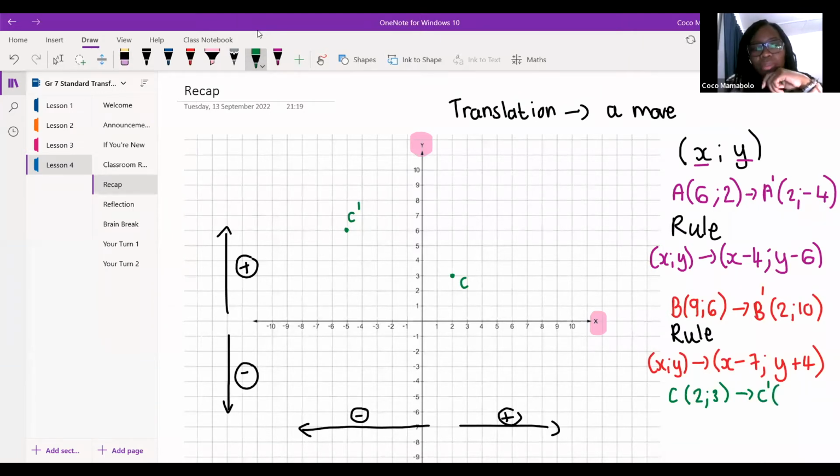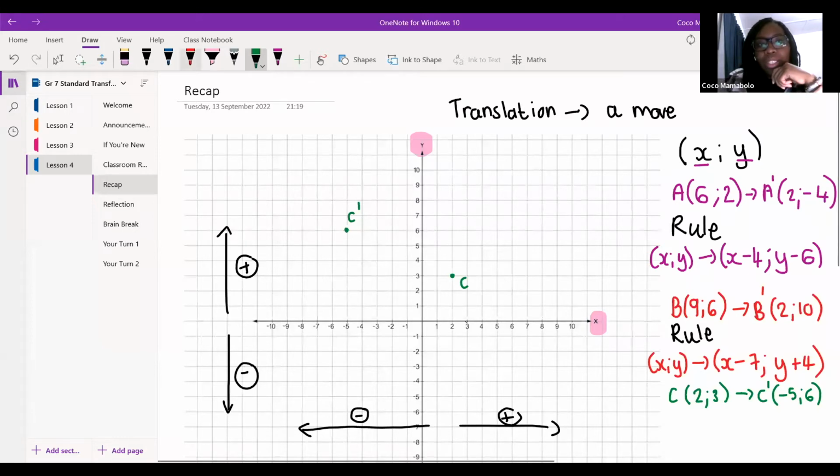C prime is going to be, I think I saw somebody already give me the answer there. Yes, minus and negative are the same thing. Okay, they're the same thing. Because if I write X minus 4, it's the same thing as if I said X negative 4. Okay, good. C prime is -5 and 6. Good. -5 and 6.